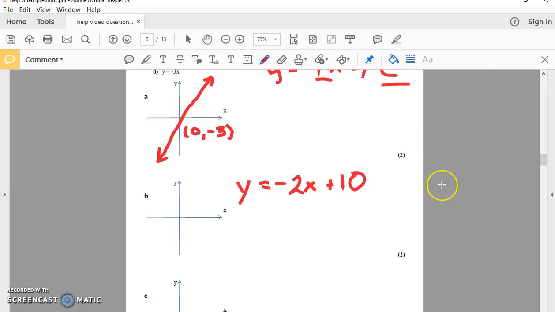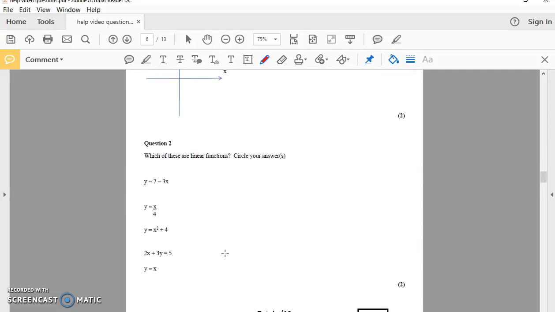Okay, so I'm going to put positive 10 right up here. Okay, and then from there I'm going to go down 2 over 1, and from there I can extend my line. Now, what you need to make sure you're doing is reading the instructions really clearly, because sometimes you're making silly mistakes like not writing your y-intercept, and that's leaving you with points off. Okay, I'm not going to do the last two of those.